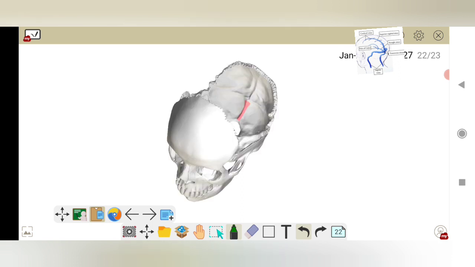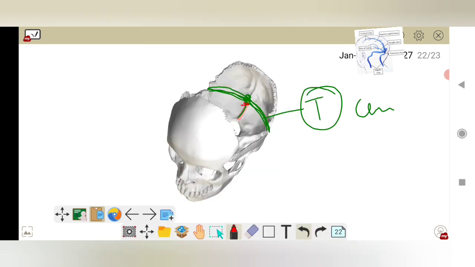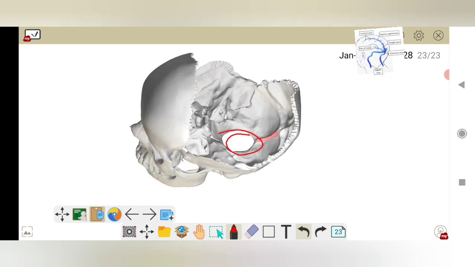So this is the occipital protuberance, this is the crest, and somewhere here lies the attached margin of the tentorium cerebelli. It is sickle shaped. The base is attached to the inferior surface of the tentorium cerebelli and the apex is attached up to the margin of the foramen magnum. This is the foramen magnum. This is the base and this is the apex. Thank you.